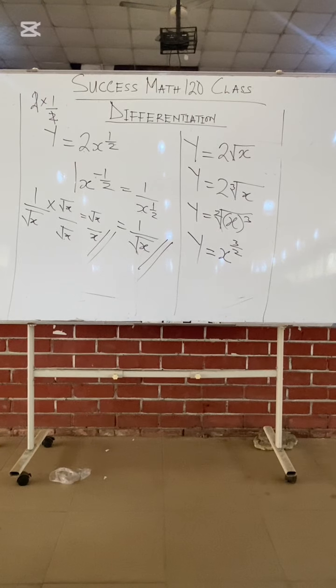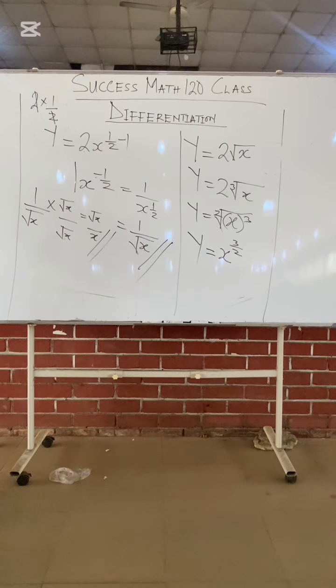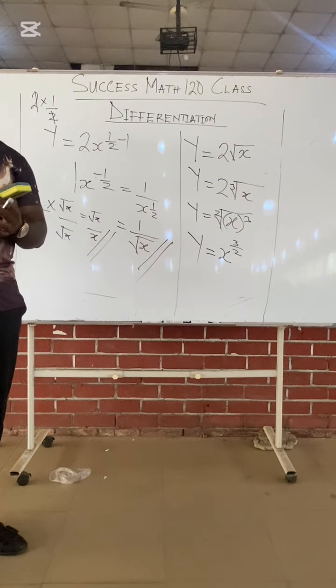It is 1 over 2 minus 1. That's how we subtract 1 from the power. 1 over 2 minus 1 is minus 1 over 2.